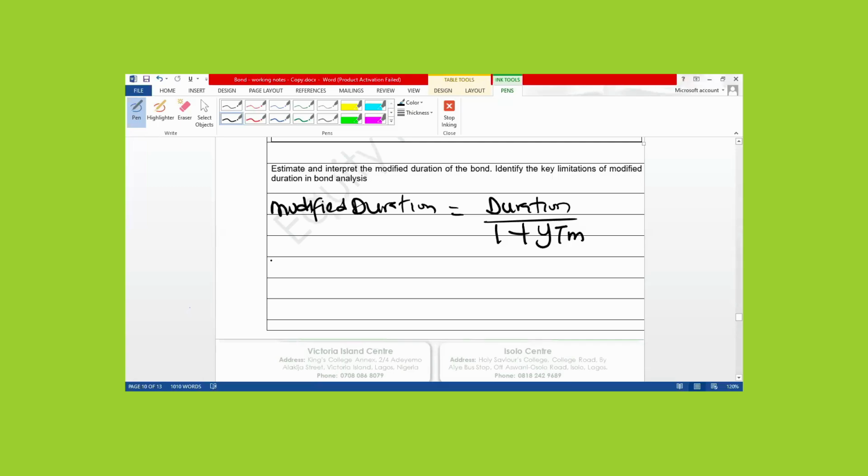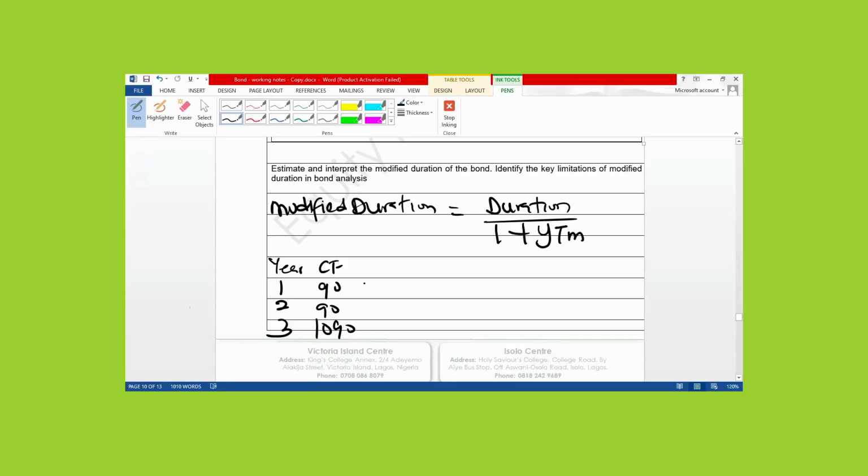Our duration, you have your year 1, year 2, year 3. Pick your cash flow, ignoring year 0. Cash flow in year 1, for this bond, 90. Year 2, 90. Year 3, 1,090.